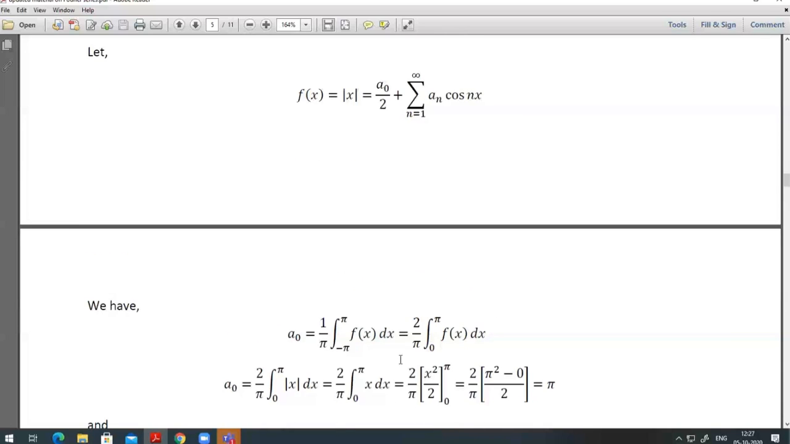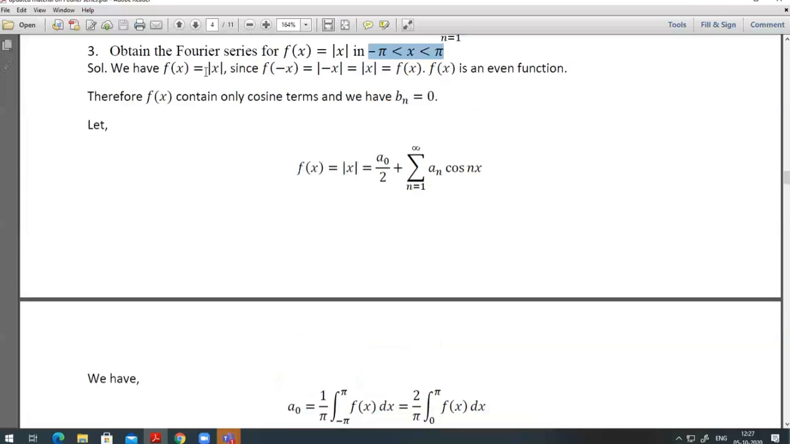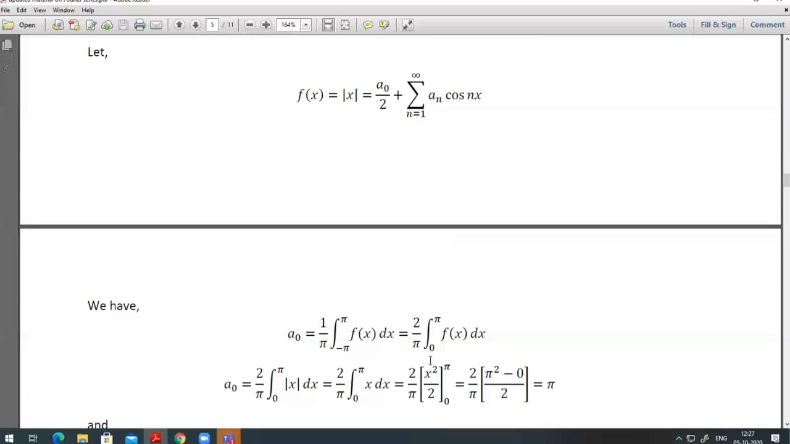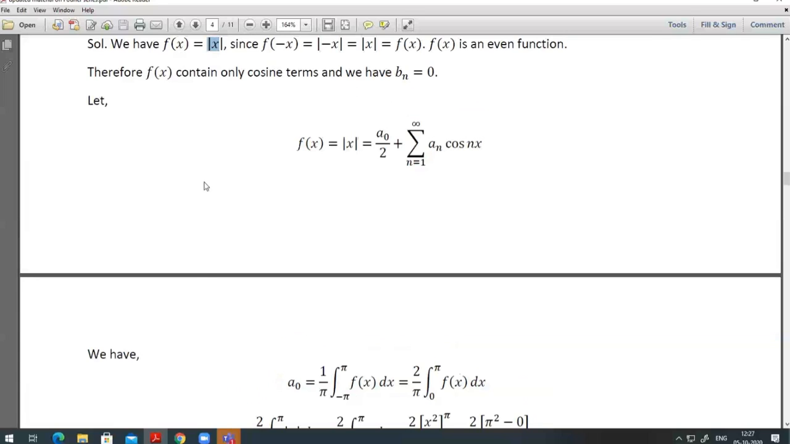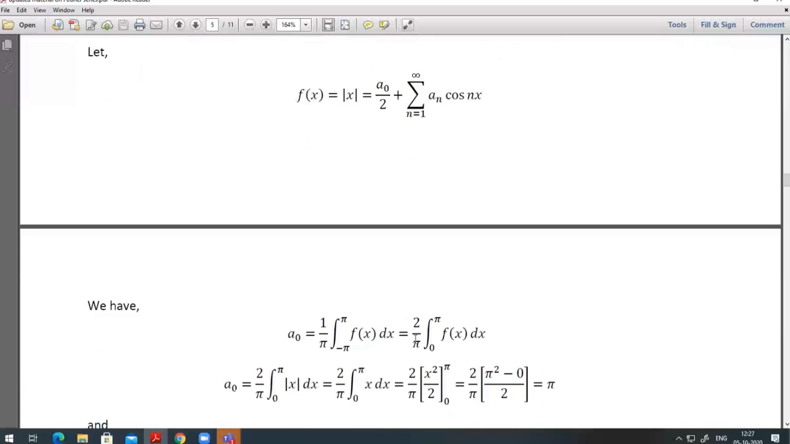f of x is mod x, and since it is an even function, we can split it: the definition of mod x is negative x if x less than 0 and positive x if x greater than 0. Now I want to take the interval x greater than 0. Since it is an even function, I can write it as 2 times that integral. So that is 2 by pi into the integral from 0 to pi of f of x dx. The function value in the interval 0 to pi is plus x, so we can take positive x.